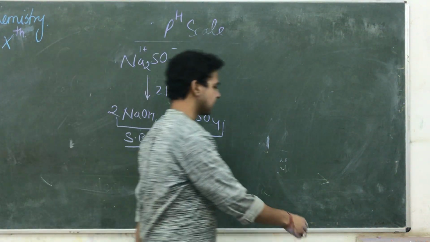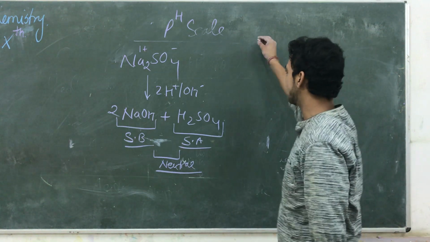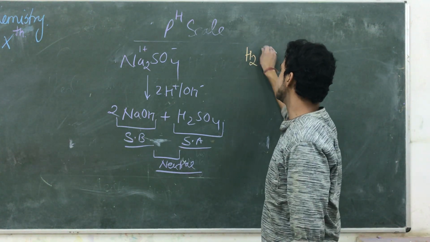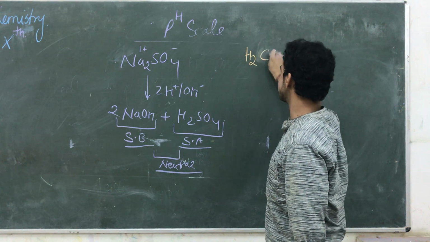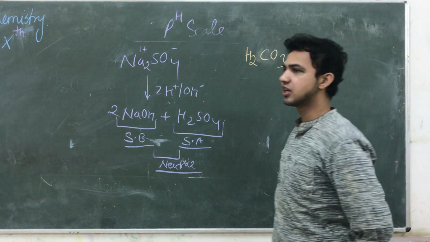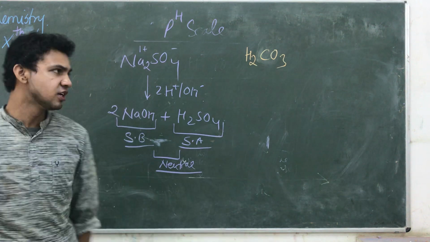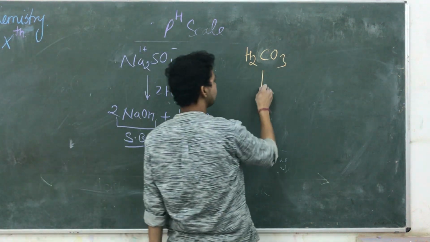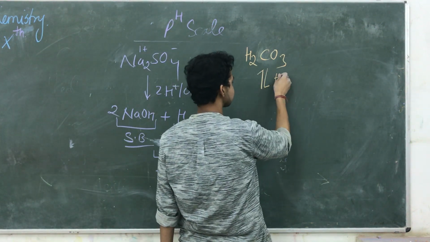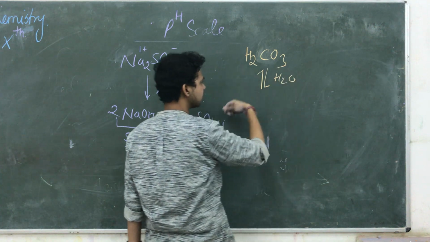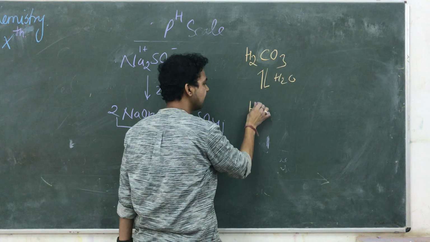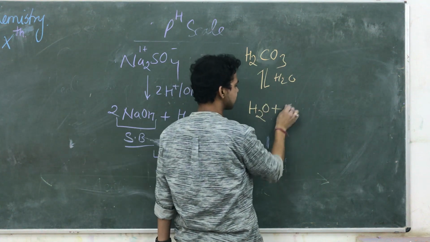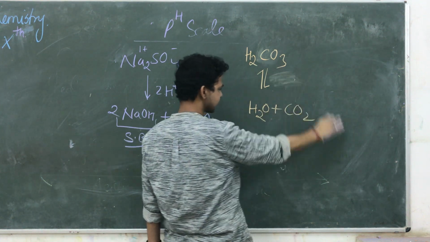Okay, the next example: I am giving you another example, H2CO3, that is carbonic acid. See the carbonic acid, when we dissolve this carbonic acid in water, it is a weak acid, a weak compound, giving you H2O plus liberating a large amount of CO2.